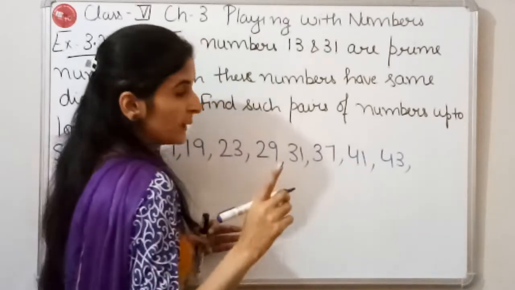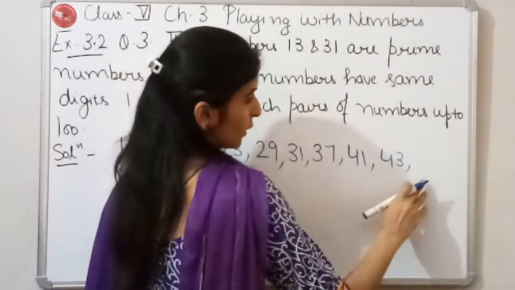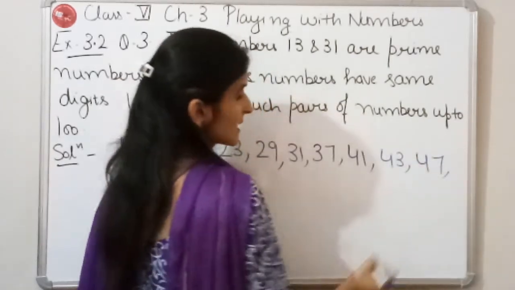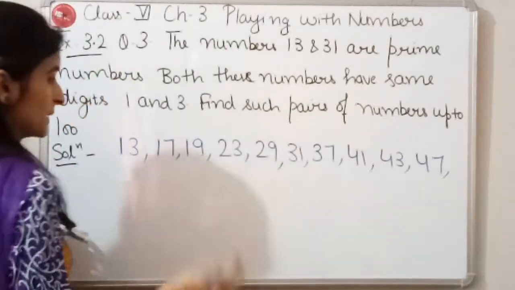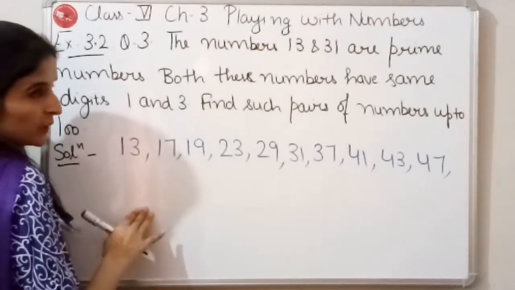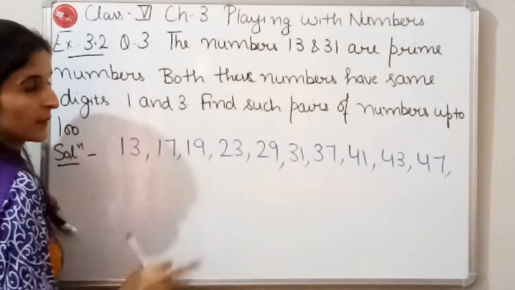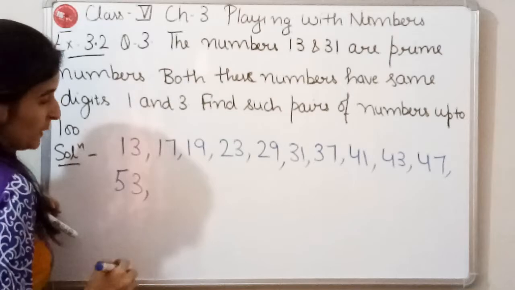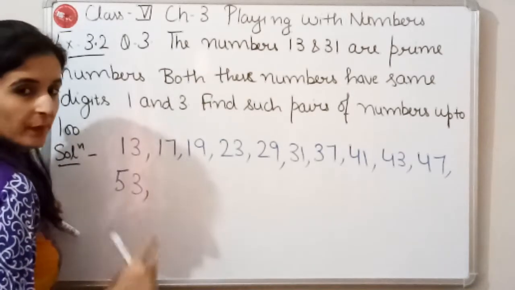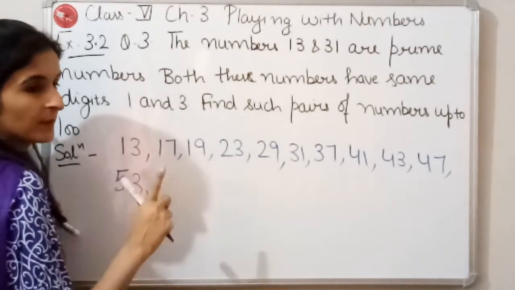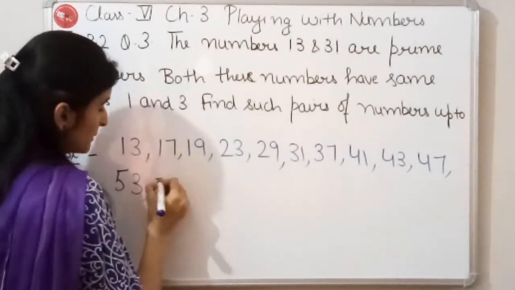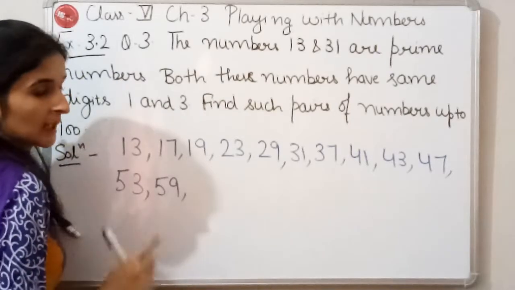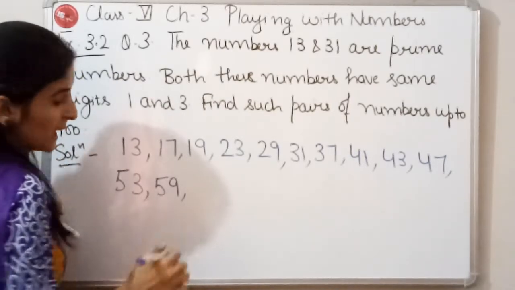44, 45, these are not prime numbers. 46 is not a prime number. Then 47 is a prime number. After that, 48, 49, 50, 51, 52, these are not prime numbers. Then 53 is a prime number. 54, 55, 56, 57, 58, these are not prime numbers. Then 59 is a prime number. Clear? 60 is not a prime number.